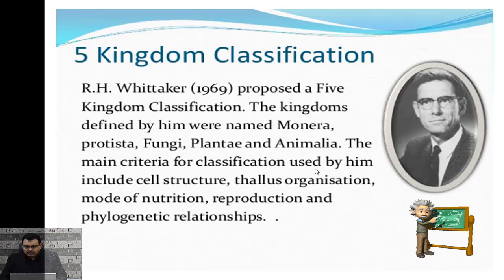Whittaker proposed a five-kingdom classification. The kingdoms defined by him were named Monera, Protista, Fungi, Plantae, and Animalia. The main criteria for classification used by him include cell structure, thallus organization, mode of nutrition, reproduction, and phylogenetic relationships.